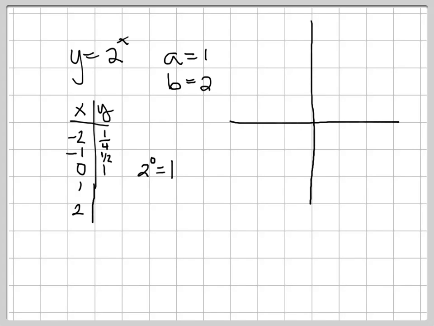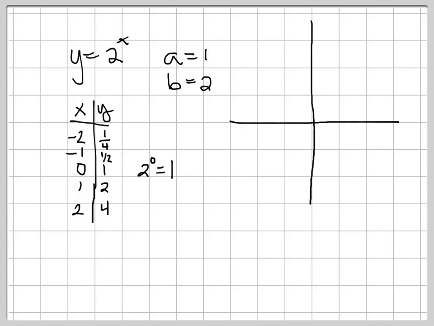I don't care what the number is. If you raise it to the 0 power, you get 1. If you raise it to the first power, that's easy. That's 2, and 2 squared is, of course, 4. Notice that you have the inverse, or the reciprocal, of the numbers across from 1.